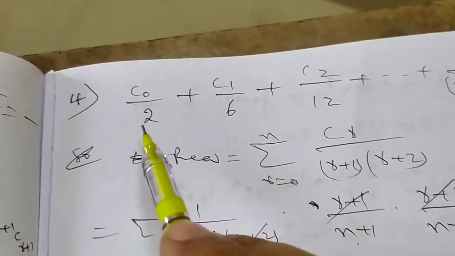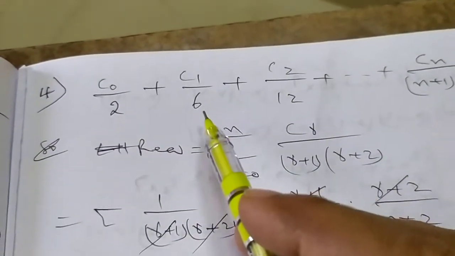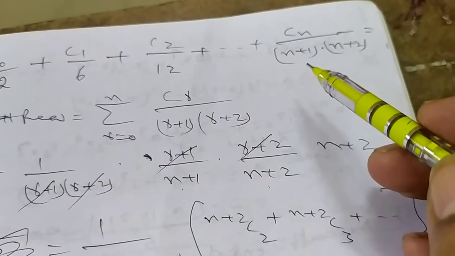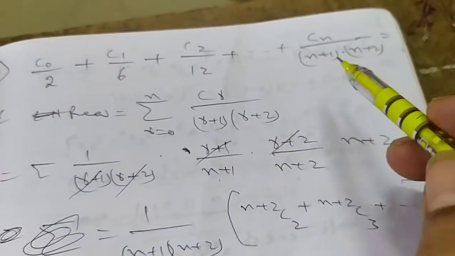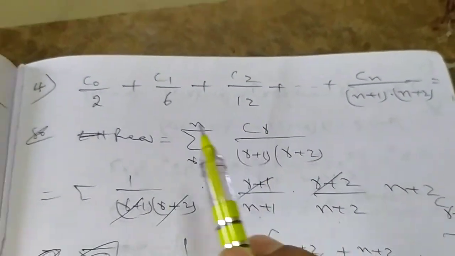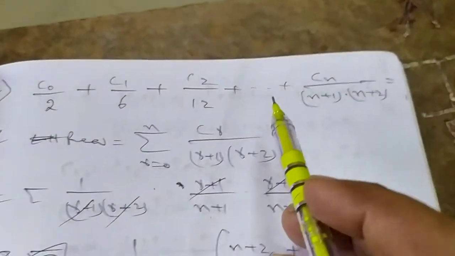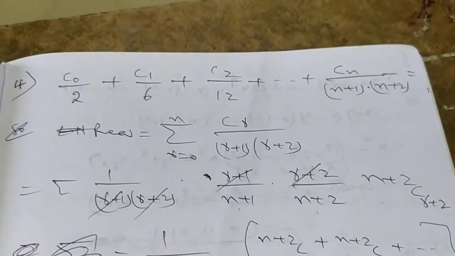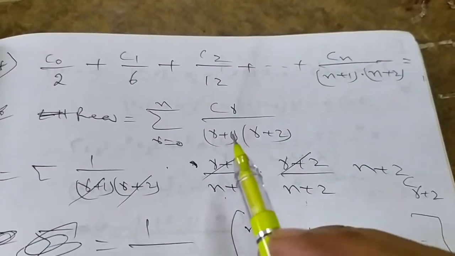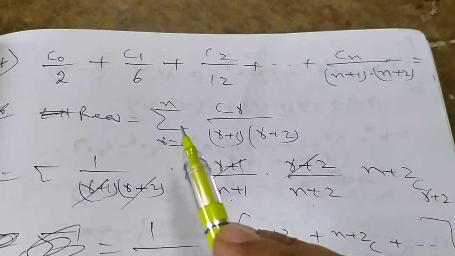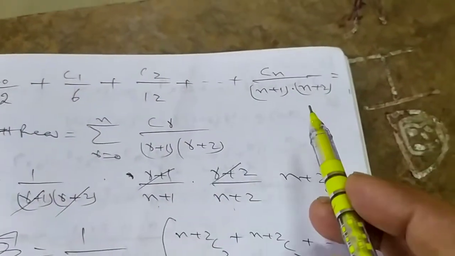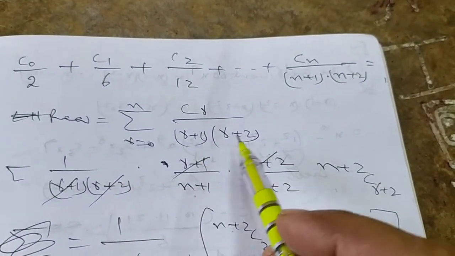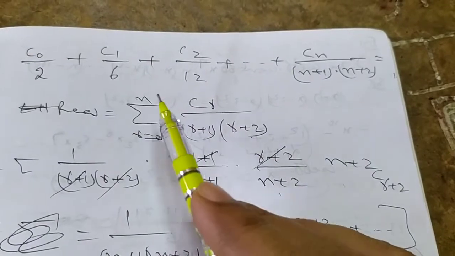See, last one. The value of C0 by 2 plus C1 by 6 plus C2 by 12 and so on, Cn by n plus 1 into n plus 2. See, first there is no shortcut or formula for this. If there is no formula for any problem, see the working rule, how to solve these types of problems. First write the general term. So there is a hint in the last term. General term is clearly CR by R plus 1 into R plus 2, where R equal to 0 to n.